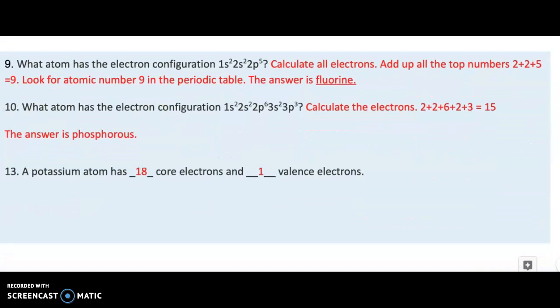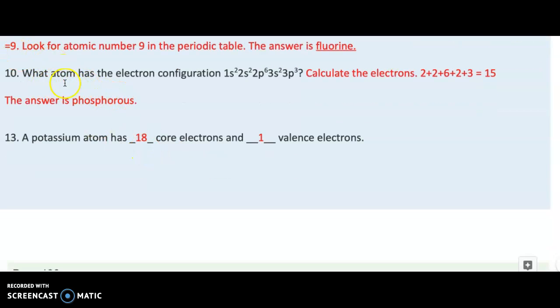Okay. What atom has the electron configuration? And it's given to you. Super easy. What you need to do is just add up the number of electrons. 2 plus 2 plus 5 is equal to 9. Look for the atomic number of 9 in the periodic table, and your answer is fluorine.